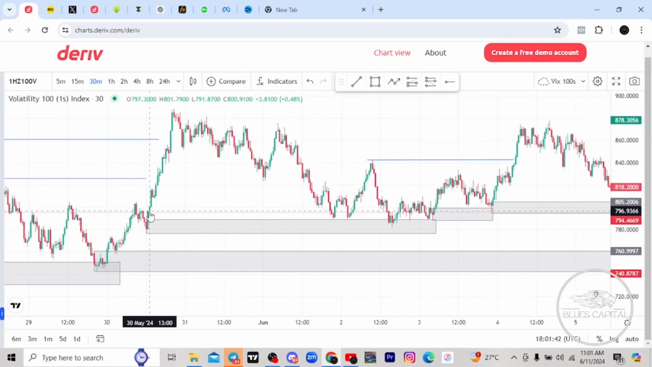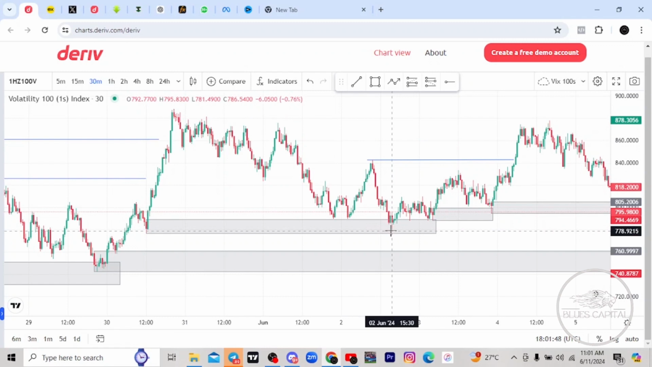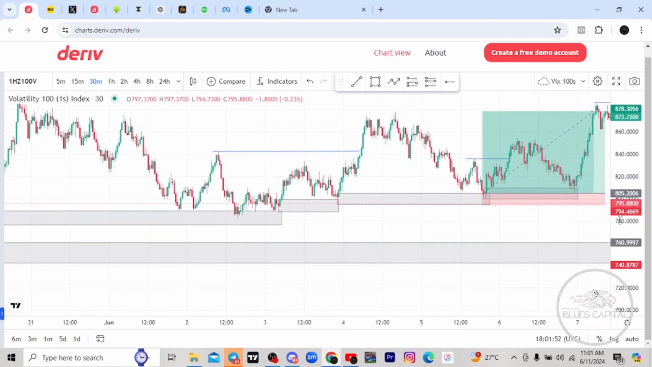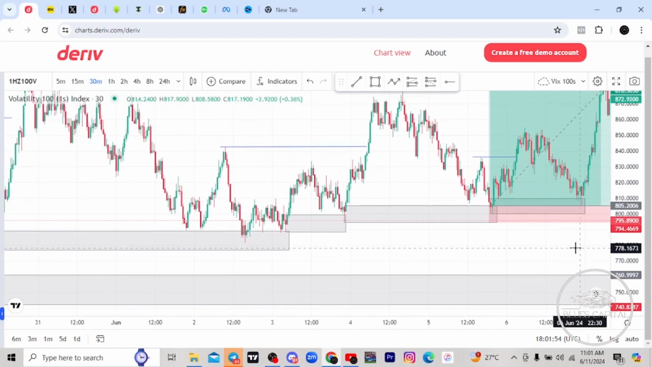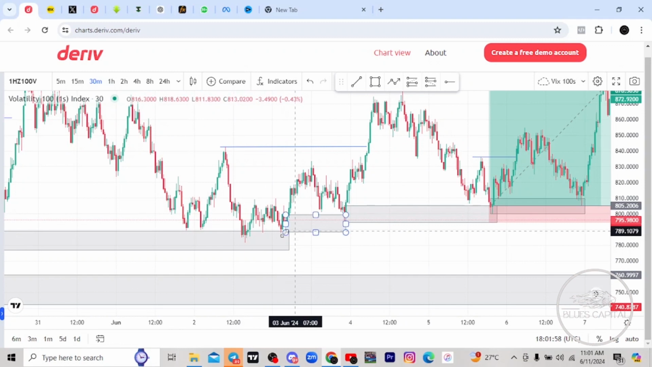That's BOS. The market pushed to the upside and took out these highs, which is a break of structure. Then it retraced back to this demand zone. Can you see it? The market retraced to this demand zone. I was waiting for confirmation before taking the trade, because definitely there's a demand zone here, so I cannot just enter like that.